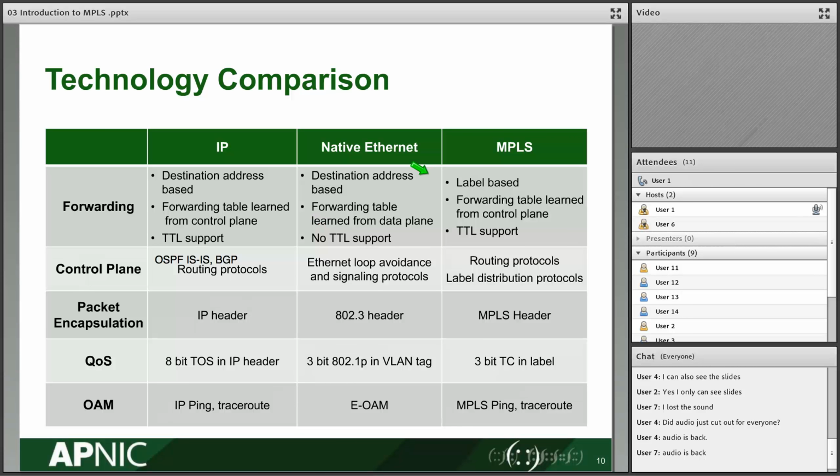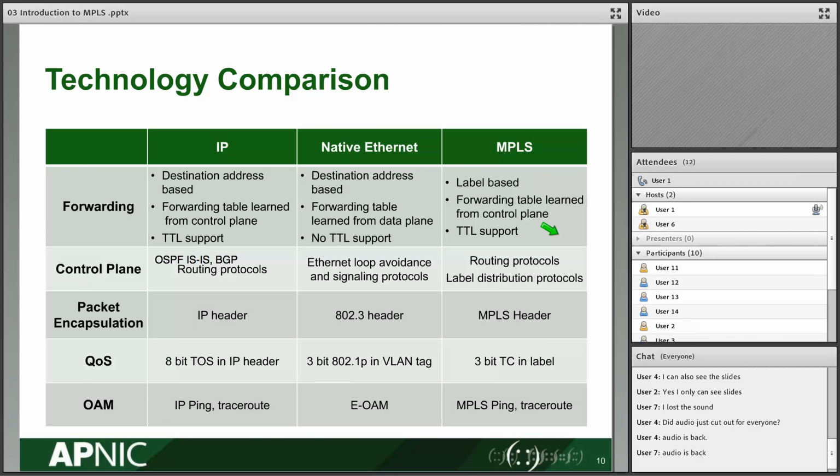And for native Ethernet, forwarding is based on the MAC address. Switches forward the information based on the MAC address, using the MAC address table. So here it is based on the MAC address. Then MPLS forwards the information based on the label.